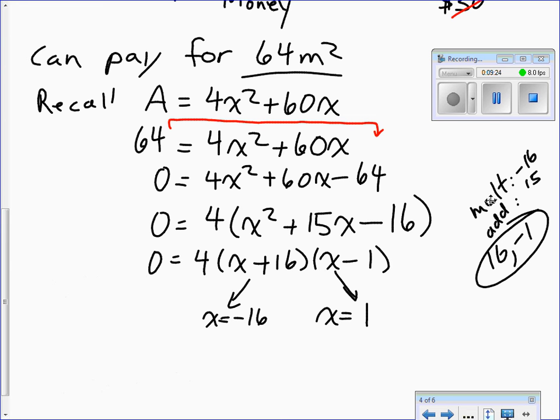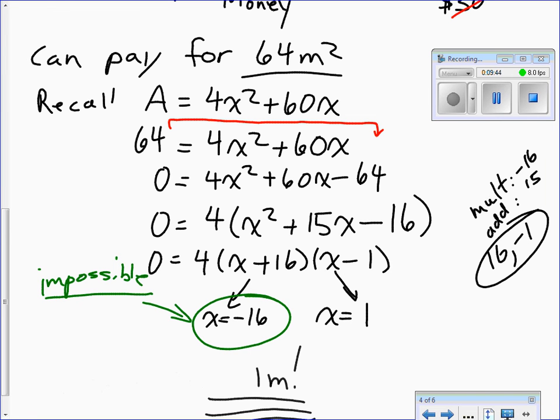Now, one of these is ridiculous. It's impossible because we cannot have a distance for our width being a negative value. So this one here, negative 16, is impossible. Therefore, the width of our deck is going to be 1 meter.